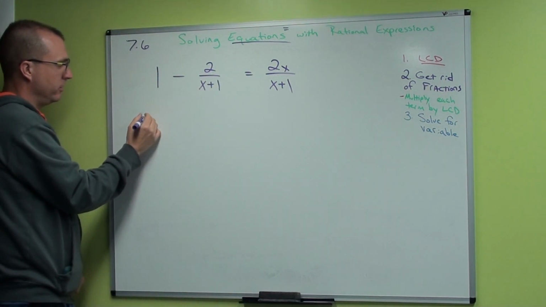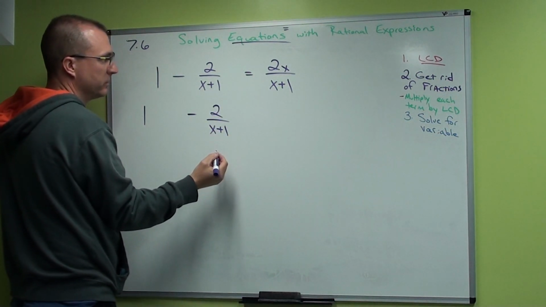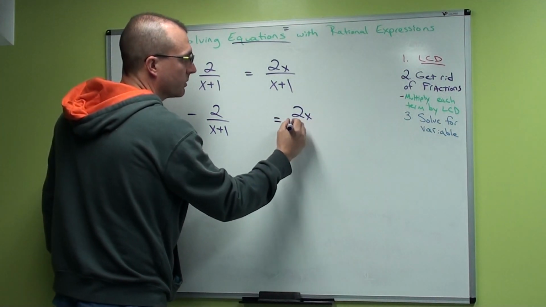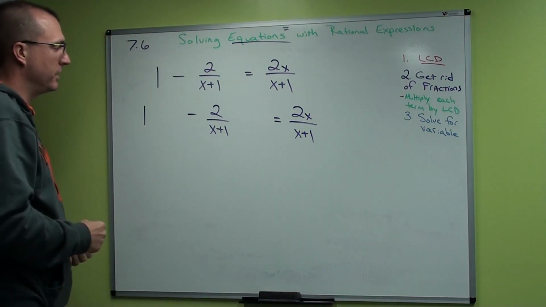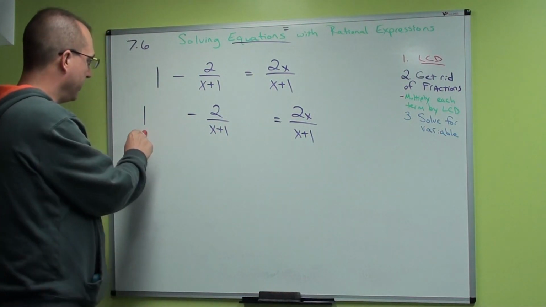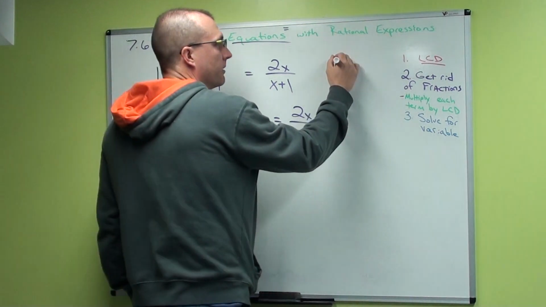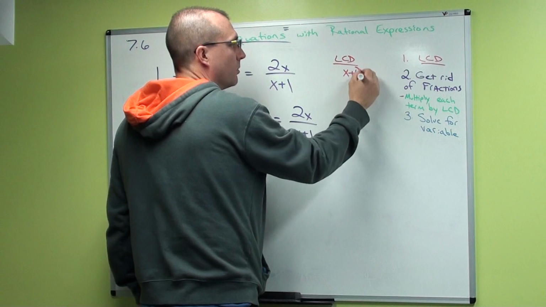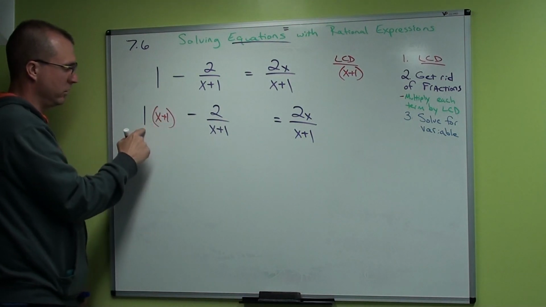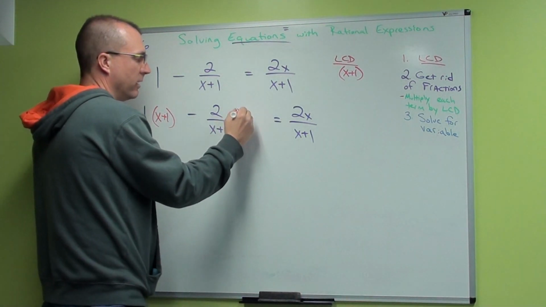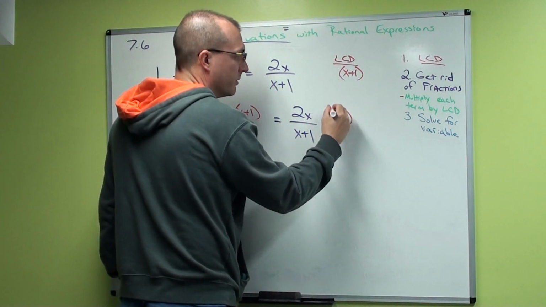I'm going to write and give myself a little bit of space here. 1 minus 2 over x plus 1, and it's equal to 2x over x plus 1. Still have to get a least common denominator first. Least common denominator. I have a 1 under here, x plus 1 and x plus 1. It looks like my least common denominator is going to be x plus 1. So I write that in here. x plus 1. 1 times x plus 1. Up here we're going to have x plus 1. And over here we're going to have x plus 1.